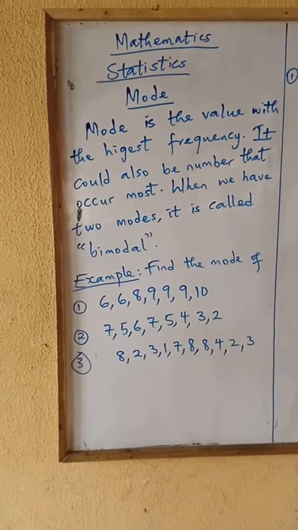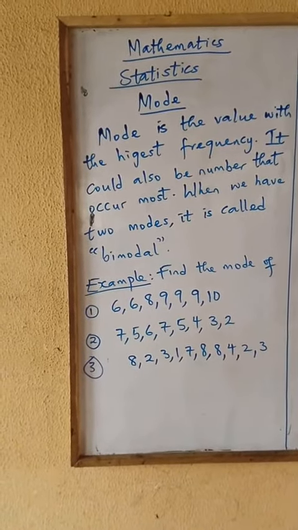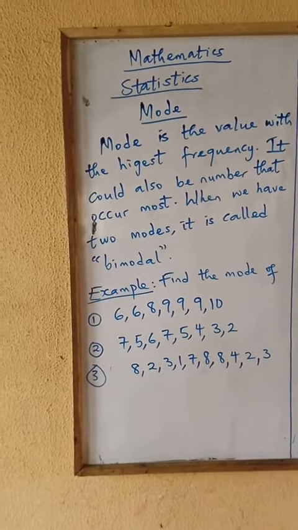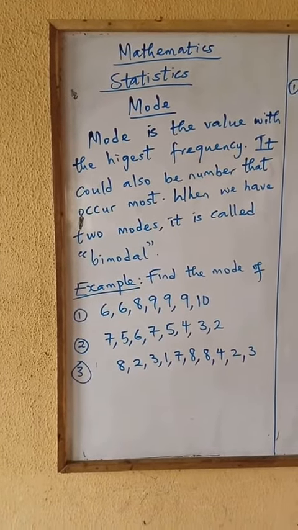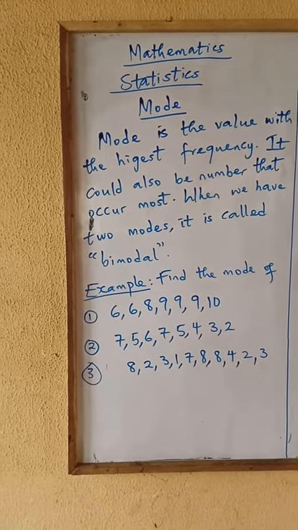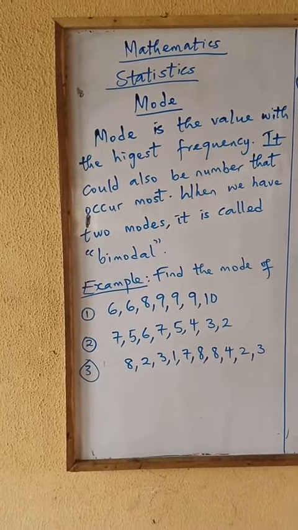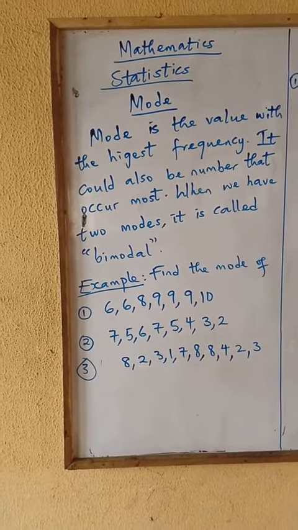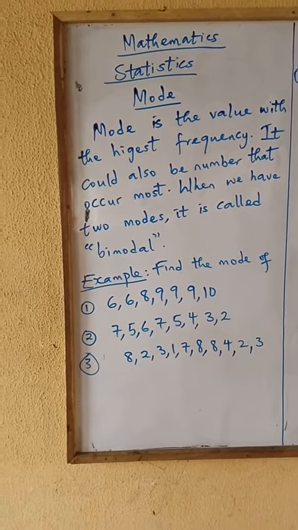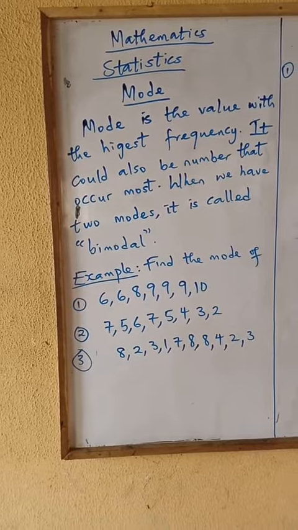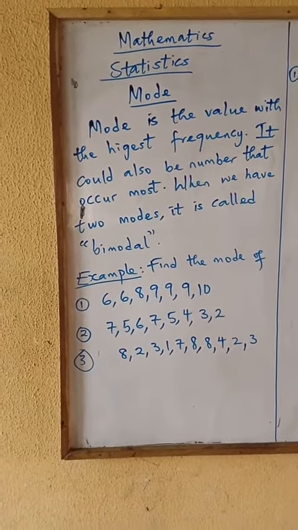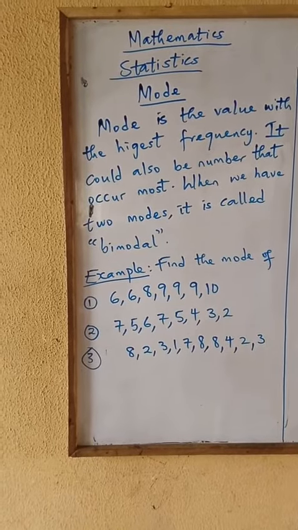Good day, viewers. Today we want to consider mode. Mode is the value with highest frequency. It also means the number that occurred most. And when we have two modes, that means when we have two numbers that appear most, we call it bimodal. Let's solve these examples on the board.